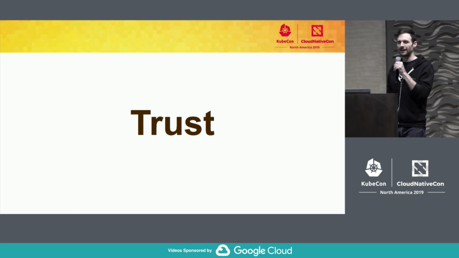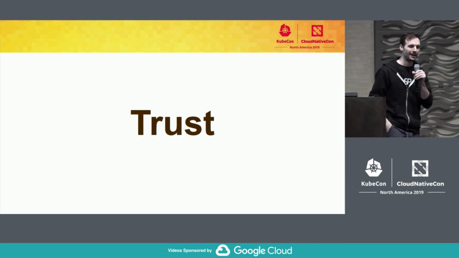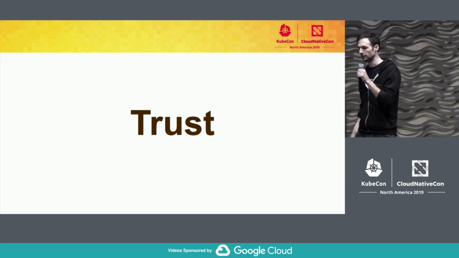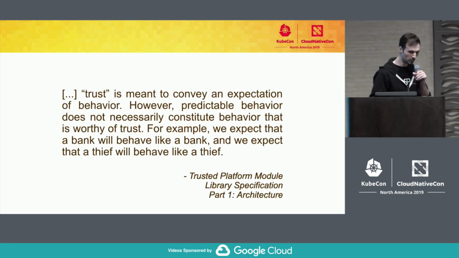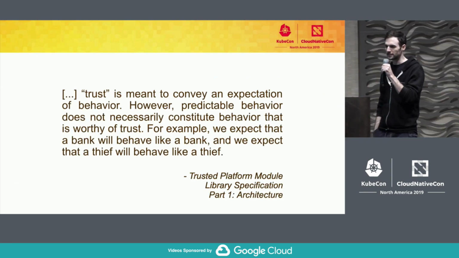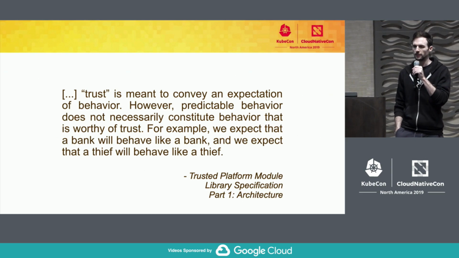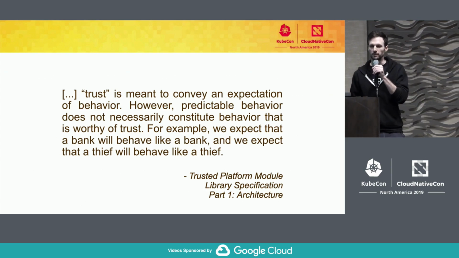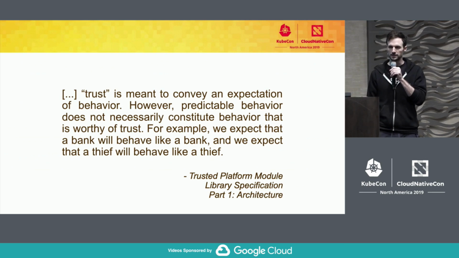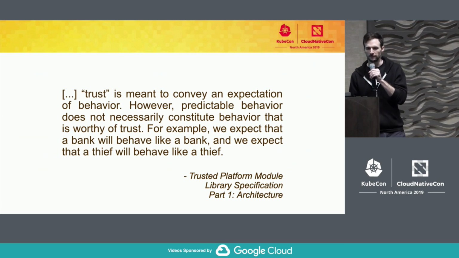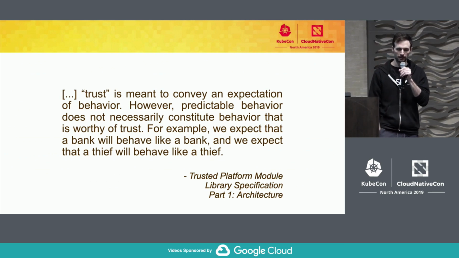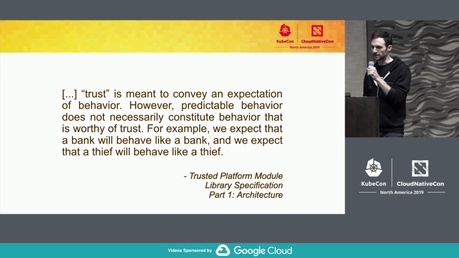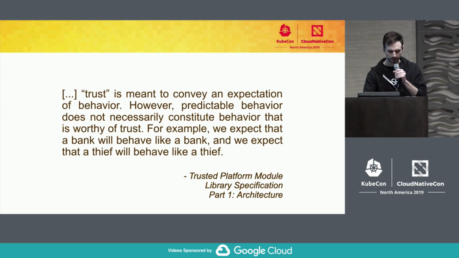Now, this hasn't really stood the test of time, and today when we think about trust, we need a better definition. One that I quite like goes like this: trust is meant to convey an expectation of behavior. However, predictable behavior does not necessarily constitute behavior that's worthy of trust. For example, we expect a bank will behave like a bank, and we expect a thief will behave like a thief. Trust as expectation of behavior.